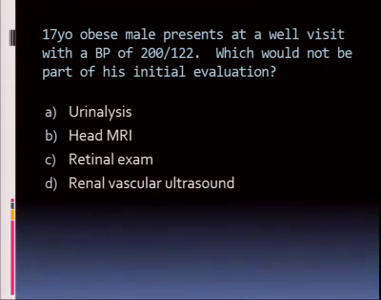Oh, one more, sorry. A 17-year-old obese male with a very severe elevated reading at a well visit, meaning he's well, which would not be part of his initial evaluation? Urinalysis, head MRI, retinal exam, or renal vascular ultrasound. Which would you not do? Great, exactly. So this is a patient, again, because he has severe hypertension but is asymptomatic, this is malignant hypertension. So we're looking for nephropathy, eye changes, and again, renal stenosis being a possible etiology for his situation. Thank you.